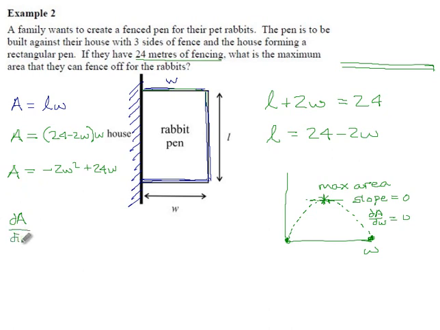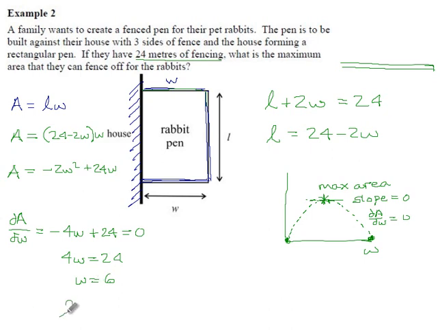dA/dW is 2 times minus 2 is minus 4, W to the 1, plus 1 times 24, W to the 0. There, that's our derivative. And it equals 0. That would mean 4W is 24, which would mean W is 6. Okay, so we're looking to build an enclosure with a width of 6.